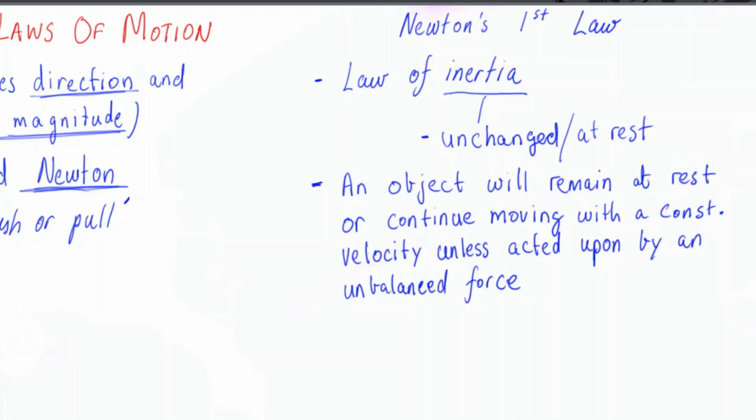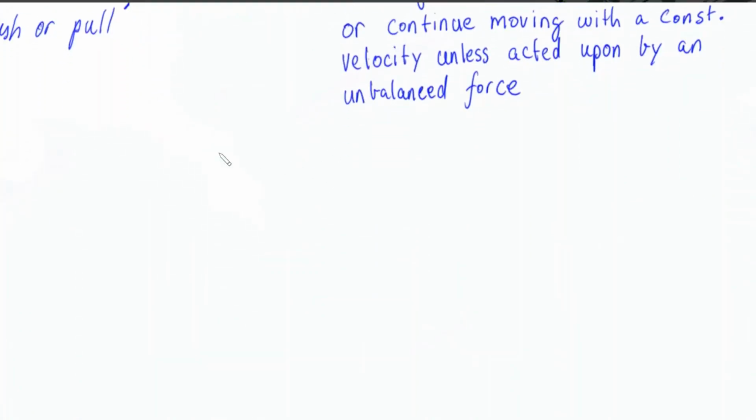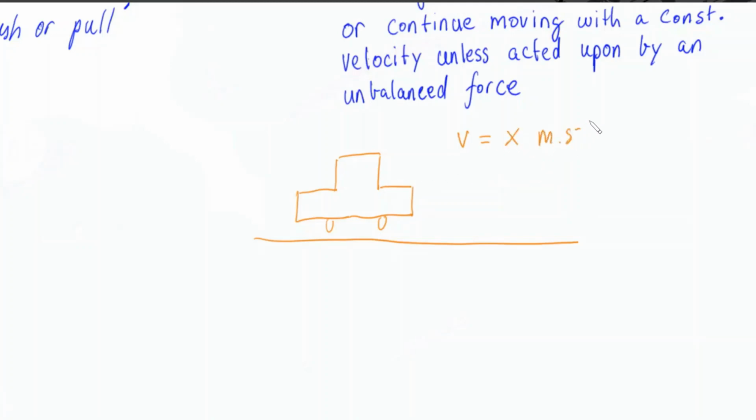Let's consider another scenario. Let's say we have some car that's traveling on a road, so let's draw that car out. Let's say this car here is on a road, and let's say this car is moving at a constant velocity, so we'll just call that some x meters per second.